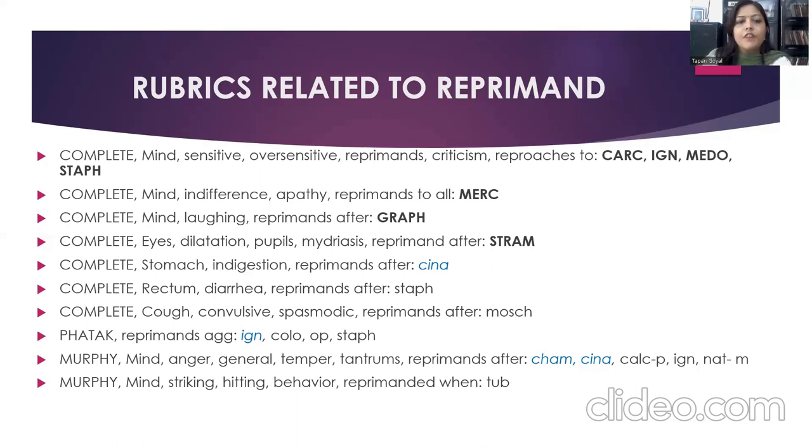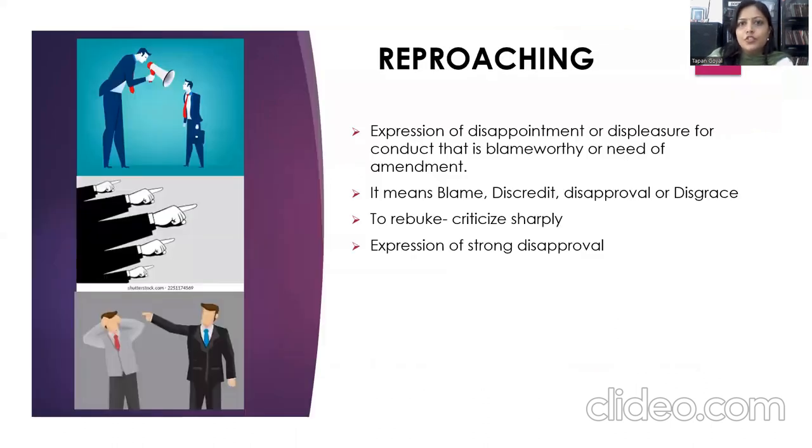In Phatak's Repertory, we have the general rubric, reprimands aggravate. In high grade, we have Ignatia. Then in lower grade, we have Colocynth, Opium, and Staph. In Murphy Repertory, we have one rubric related to reprimand, like Mind, anger, temper tantrums after reprimands. We have Chamomilla, Cina, and then Calcarea, Ignatia, and Natrum muriaticum. The last rubric we have in Murphy Repertory related to reprimand is Mind, striking, hitting behavior after reprimanded. Tuberculinum is there.